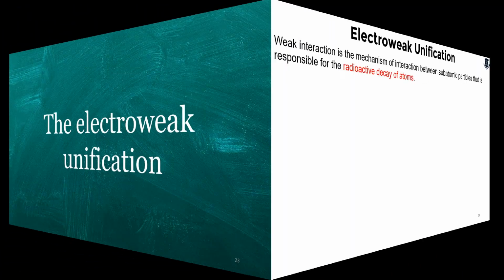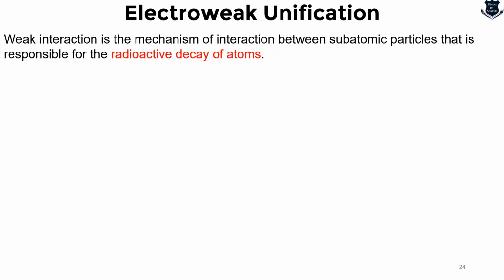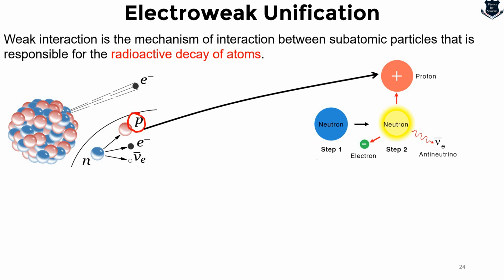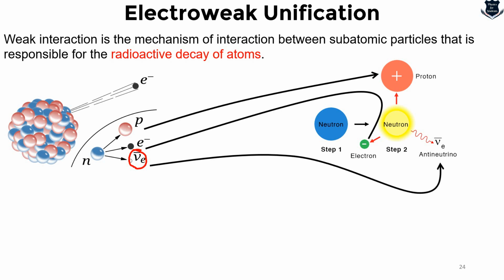So we arrived at a phase when we discovered what is called the weak interaction. This is responsible for the radioactive decay of atoms. So here is a model. You can see this was the proton, which I have shown over here, and this is the electron, which is shown over here. And this actually leads to an annihilation and creation of an antineutrino, which is denoted by this symbol.